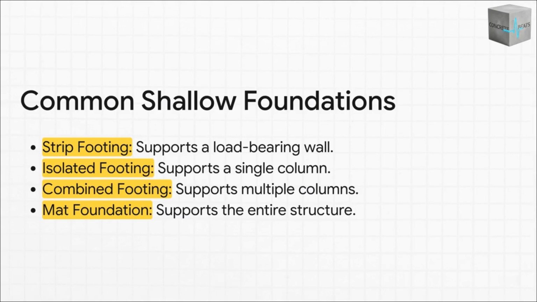Let's look a little closer at shallow foundations. The one you pick really depends on the load. If you've got a continuous wall, you'll use a strip footing. For a single column, a simple isolated or pad footing is your standard choice. Now, if your columns are really close together, you might design a combined footing to support them both. And for really heavy structures, or when the soil's just not great, you might go with a mat foundation, which is basically one giant slab under the whole building.